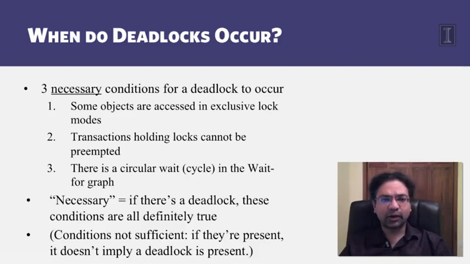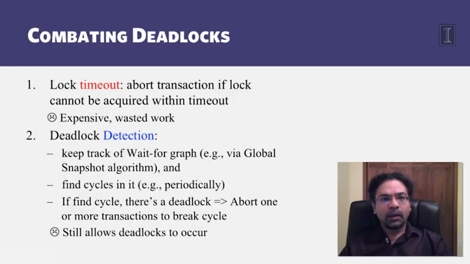So once again, these conditions are all necessary, which means that if there is a deadlock, then these conditions are definitely true. However, they're not sufficient. If these conditions are true, it doesn't guarantee that there is a deadlock. It doesn't mean there is definitely a deadlock. So the sufficiency is not true. The necessary is true. So how do you combat these deadlocks?